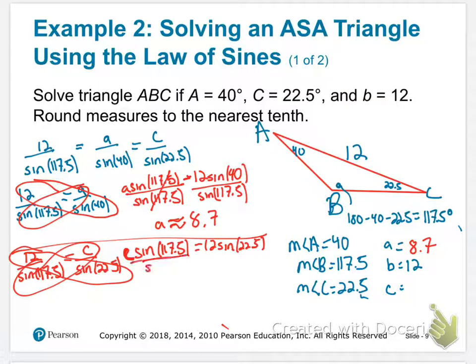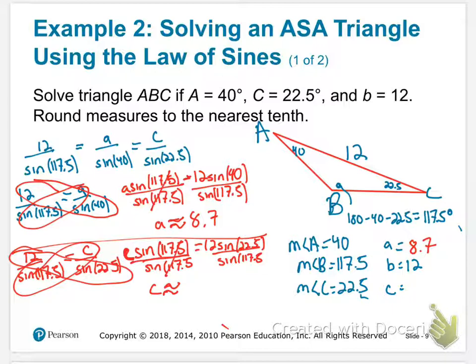Divide by sine 117.5. These cancel. C equals, well, it's approximately, put it into your calculator. Double check to make sure when you're doing this that you're getting these same answers.